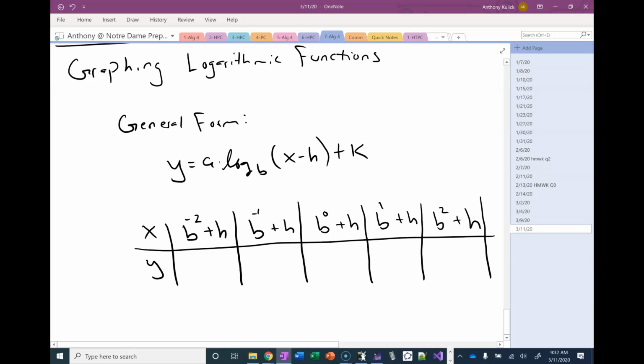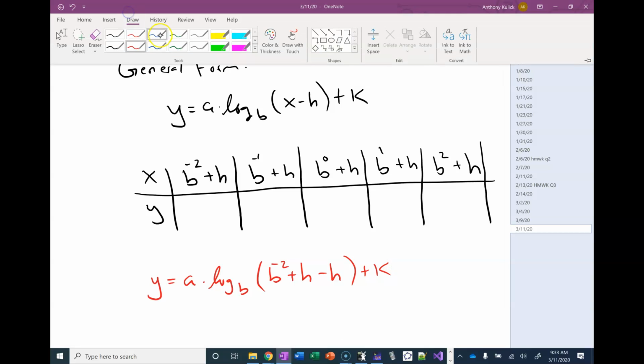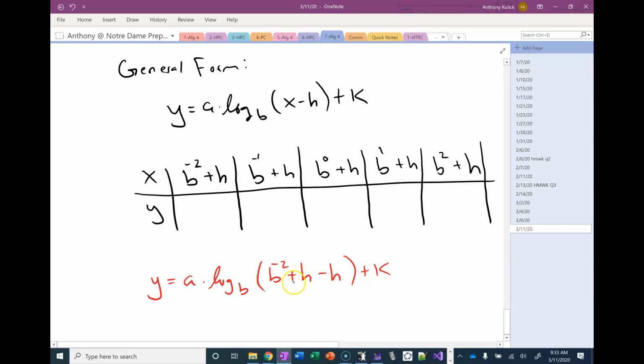Why would I want to pick my x's this way? What's going to happen when I do that? Let's just show you, for example. So let's say I plugged in that first value for x into my function to find my y coordinate.